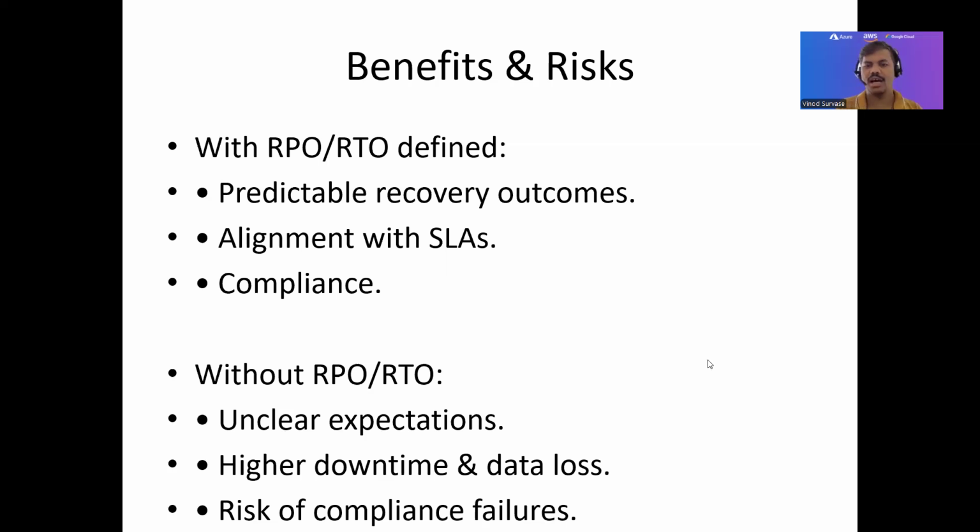Which is going to, of course, create unclear expectations of what we are expecting on RTO and RPO, because until and unless we implement it appropriately, we don't have that expectation or clarity on it, with higher downtime and data loss, right? So it's going to be data loss as well as downtime, and the business is not going to come back to operational as soon as possible. And there is the risk of compliance failure. So that's also going to be a compliance failure for the business, and then that's going to hit the revenue as well, right? So that is why this is very important to do and plan appropriately.